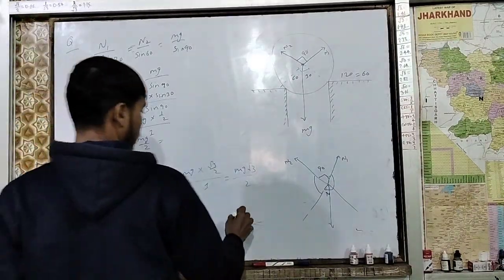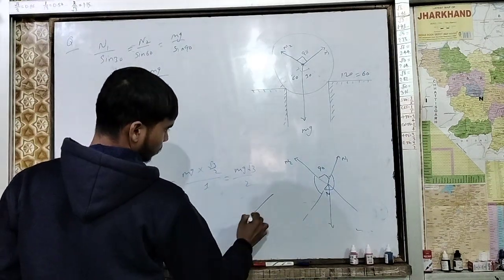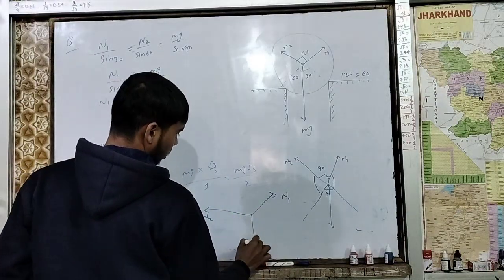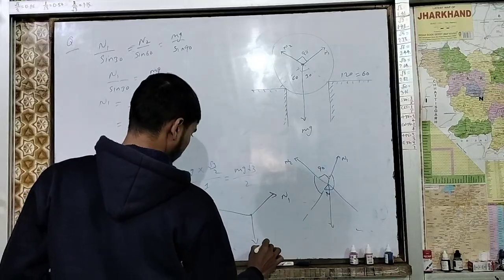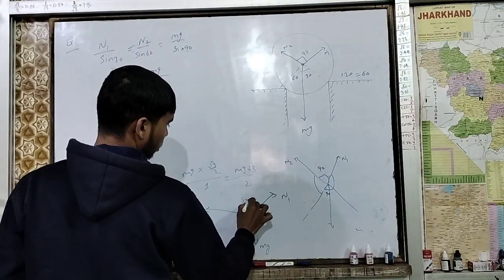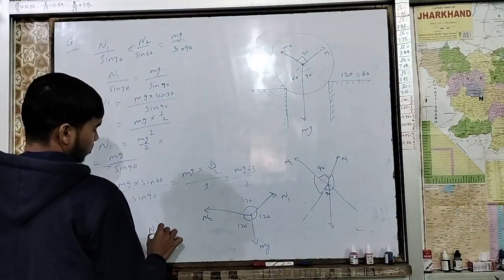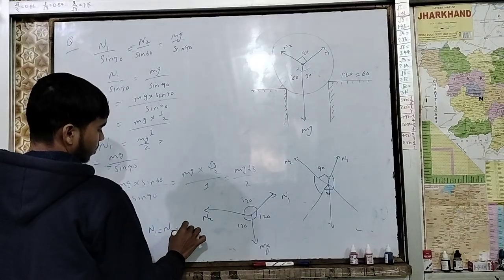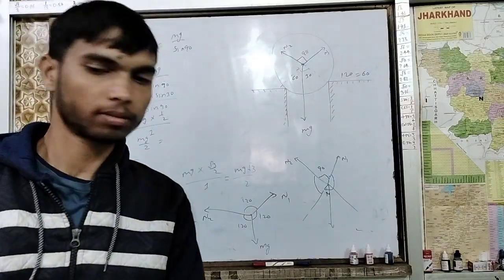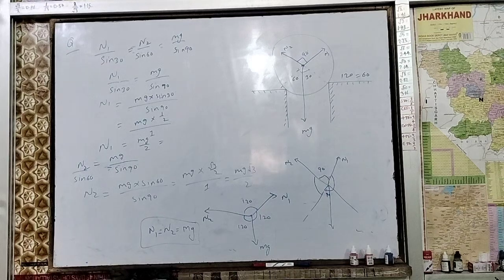If a figure is something like this, try to understand. This one, okay. This is one, this is another. Let's say it is N1, N2, and third is mg. Angles are same: 120, 120, 120. If angles are same, then you can say forces will also be same. The reason is angles are same. That's why all the values of forces will be same. Remember this point.